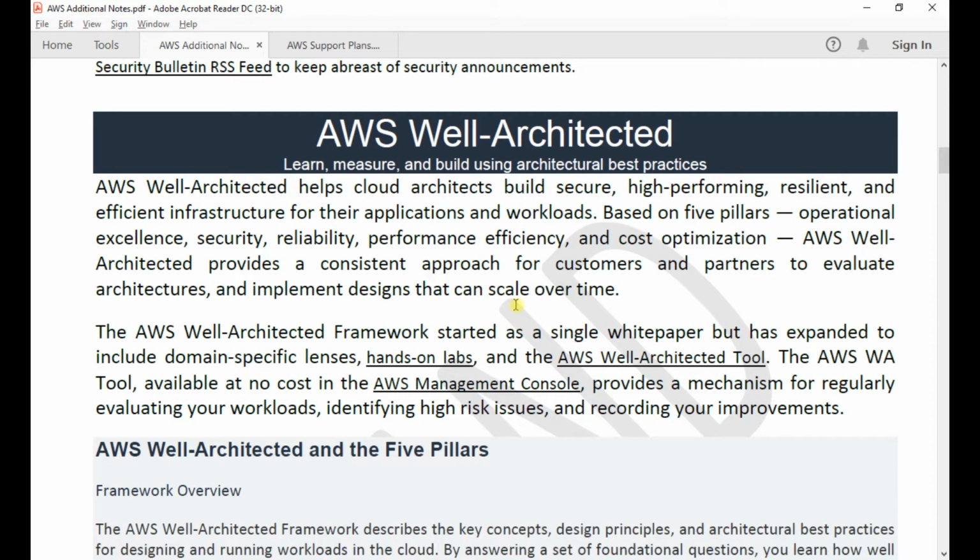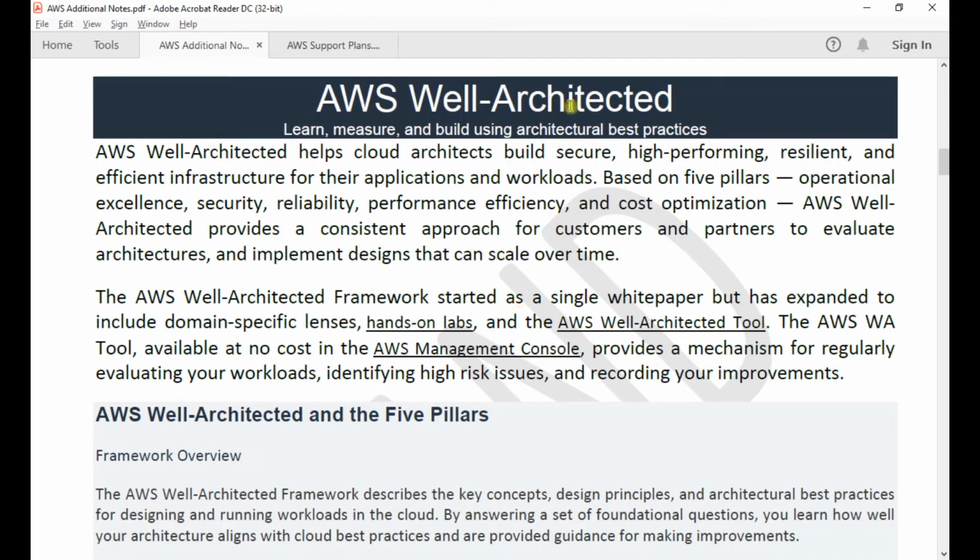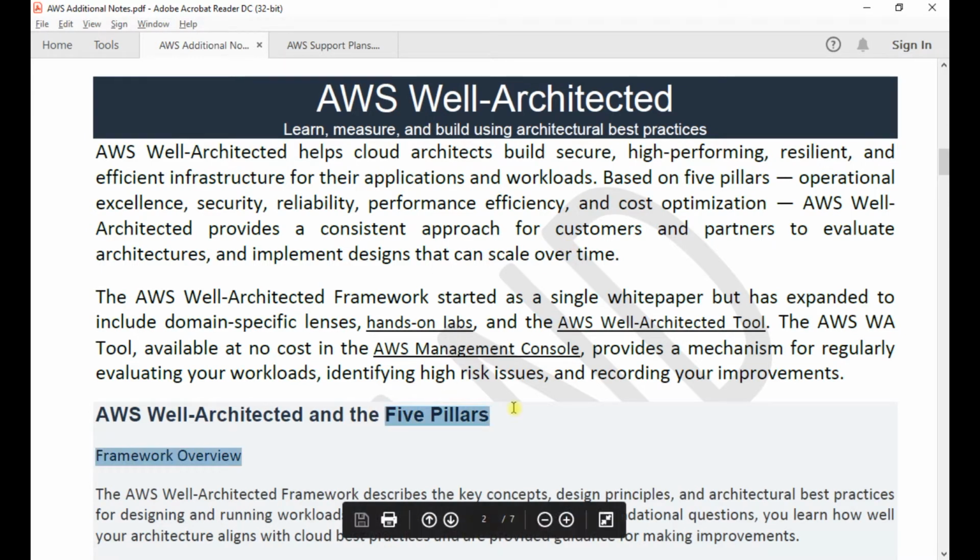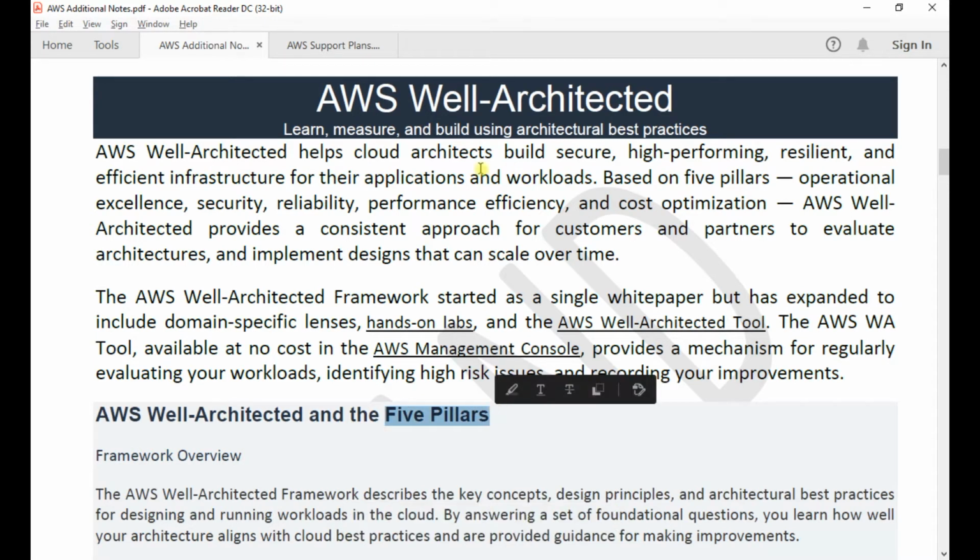Now the very important one is AWS Well-Architected. Please remember this one. There are 5 pillars inside this Well-Architected, so we need to know about all these 5 pillars. Well-Architected means, like when we say this organization is well organized, this house is well organized, how do you say that? There are many factors when we want to say well architected. So learn, measure, build across the well. Here you can say the best practices.